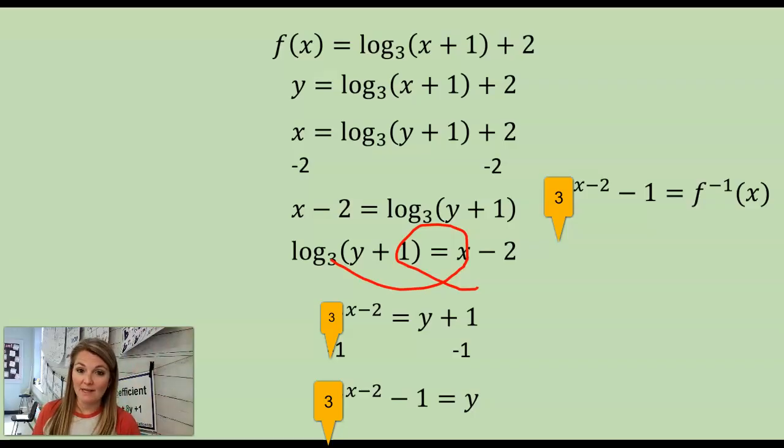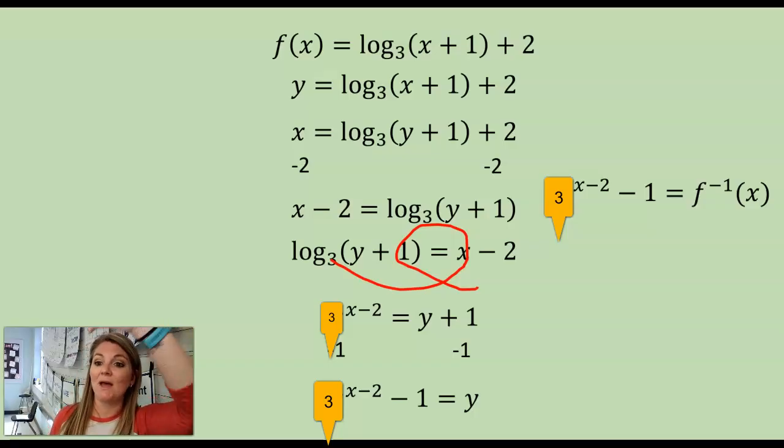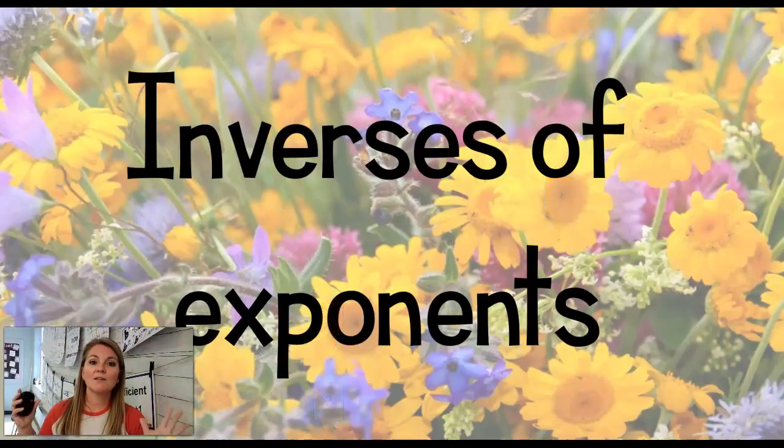Bases are going to stay bases. I originally started with a log. My inverse would be an exponent. My original is adding 1. My inverse is subtracting 1. My original is adding 2. My inverse is subtracting 2. The plus 1 was an h. The minus 1 is a k. Makes sense. The plus 2 was a k. The minus 2 is now an h. It all makes sense.